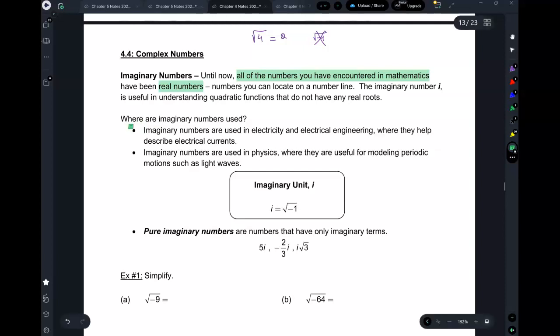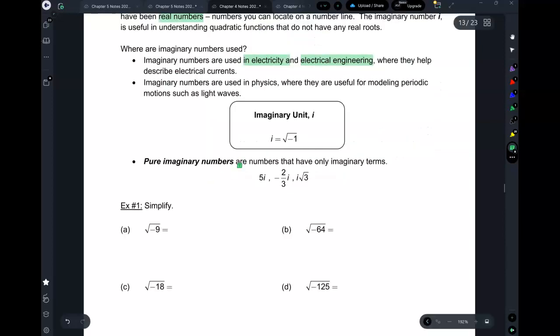So where are imaginary numbers used? Imaginary numbers are used in electricity and electrical engineering. If you have a circuit, for example, with a capacitor, a power source, and a resistor, when you add up all of those quantities, all of the resistances are imaginary numbers. They're also used in physics, in light waves, in periodic phenomena, so a lot of places.